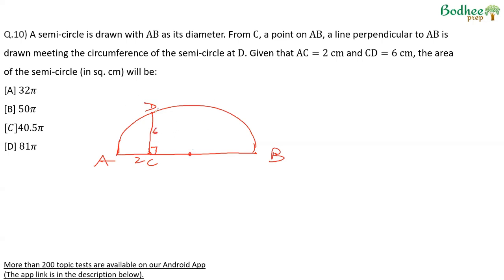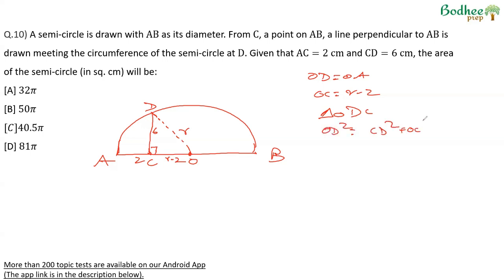So again, in questions like these, what you do is you join this point with the center. Suppose the center is O, the radius of the circle is R. Now OD and OA, both will be the radii, R and R. AC is 2, therefore we can say OC will be nothing but R minus 2. We get a right angle triangle ODC, where we can use the Pythagoras theorem and we can say OD square is equal to CD square plus OC square. R square is equal to 6 square plus R minus 2 square.